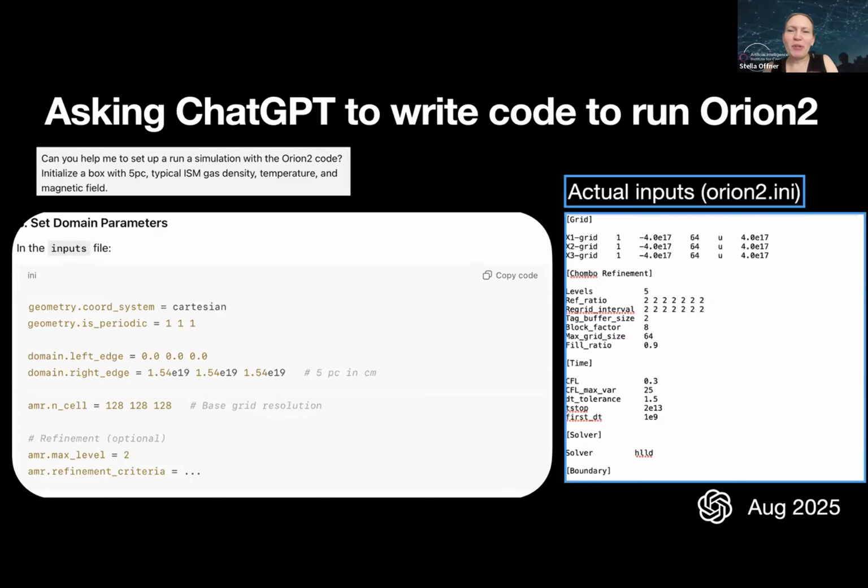And this is the actual inputs file for Orion 2. You can see they do not match. And if any of you have been using YT, you'll recognize that what it actually did was hallucinated YT code for the inputs.